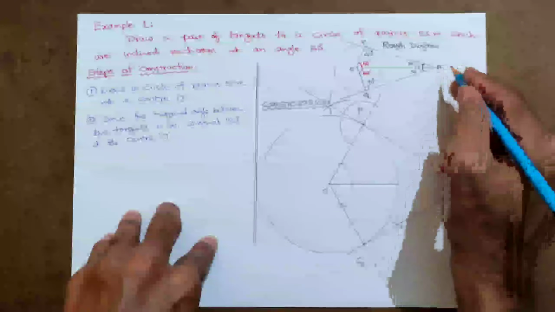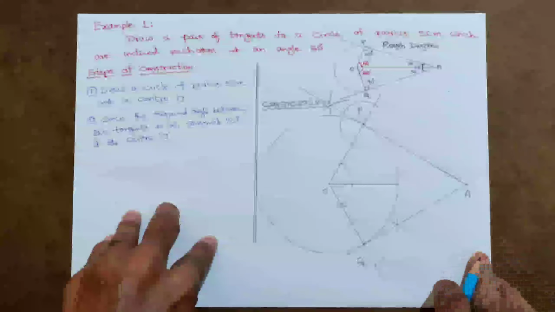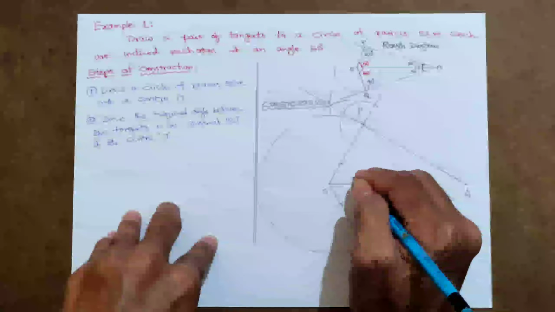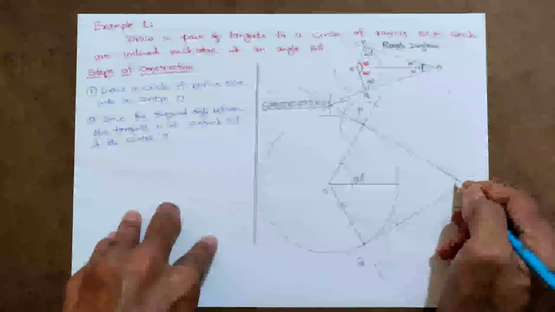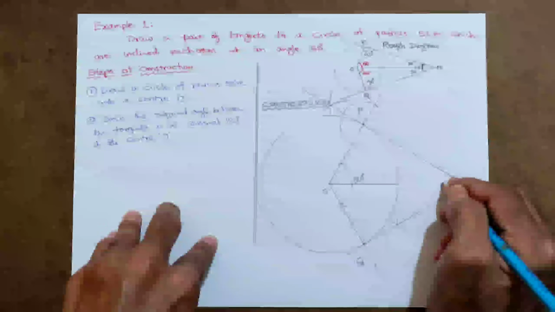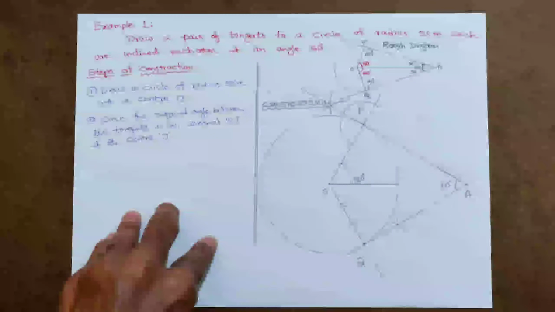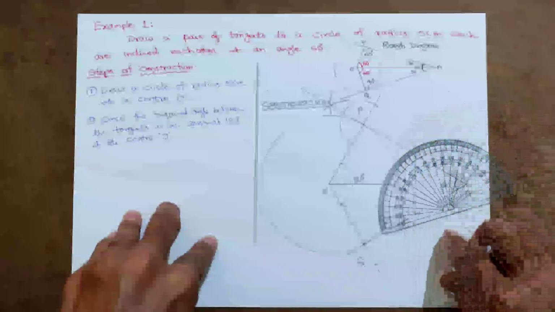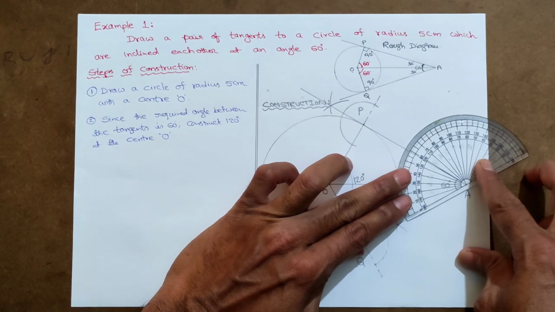Name it as, you see in the rough diagram I have taken A. So I am taking this as point A. As here it is 120 degrees, it should be 60 degrees here. Clear? Now we are going to measure whether it is 60 or not. If it is 60, our construction is absolutely correct.